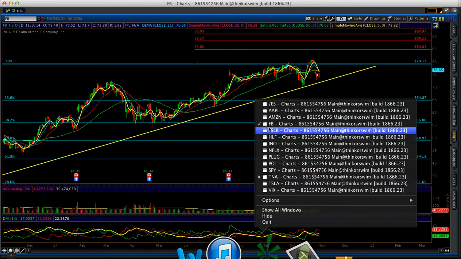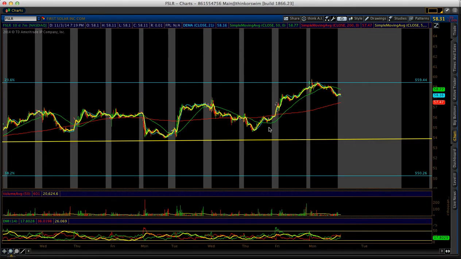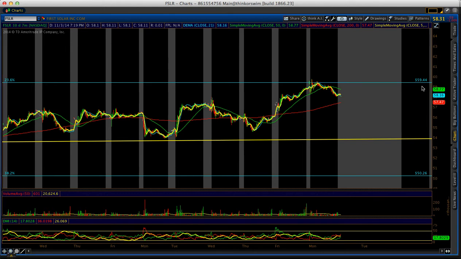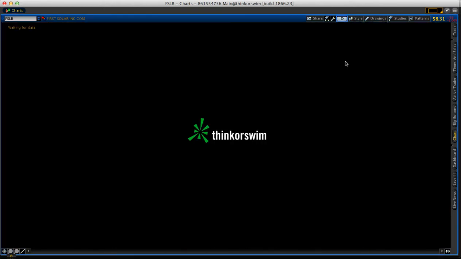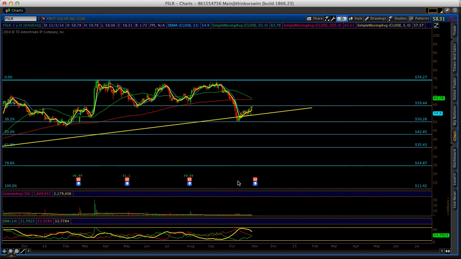Now let's talk about First Solar. First Solar, as you can see here, tests the 59.44 Fibonacci resistance intraday, and if we go to the daily chart, you can see that this latest move that First Solar has made has bounced from major support.